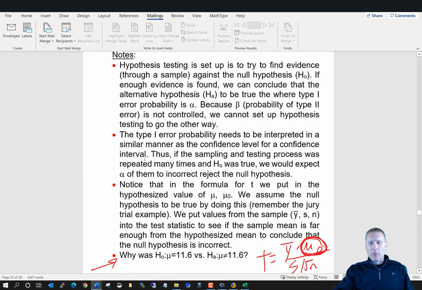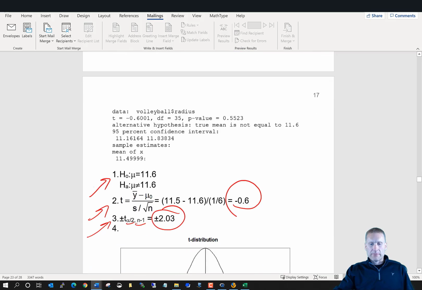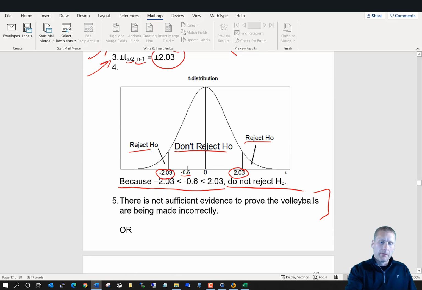So if we go back up to where we were before, excuse me while I get back up there. Let me do some erasing too.